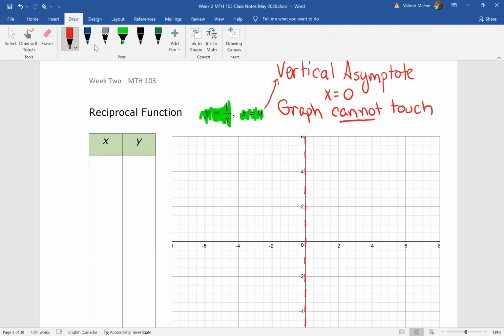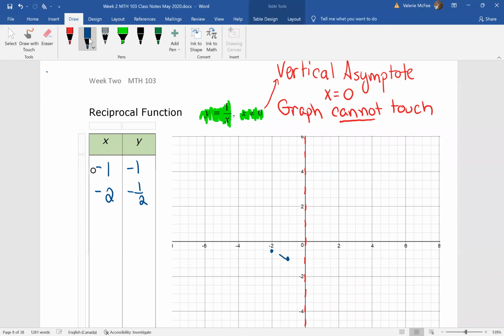So when I look at values of x, I could say that x equals not 0, but maybe -1. That would give me -1. If x equals -2, -1/2. -3, -1/3. -4, -1/4. I can see my graph getting closer and closer to y equals 0. So the question is, what value of x will make the graph equal 0?